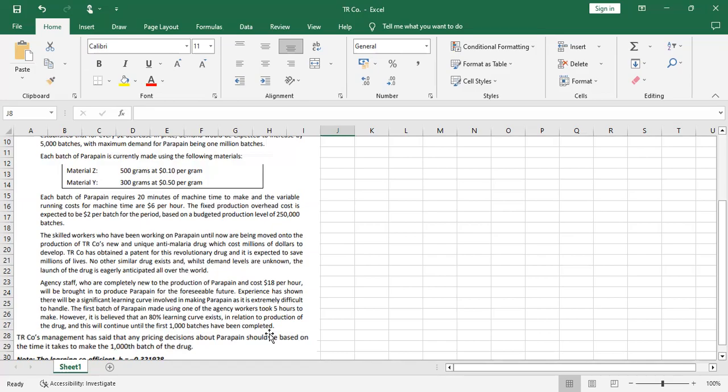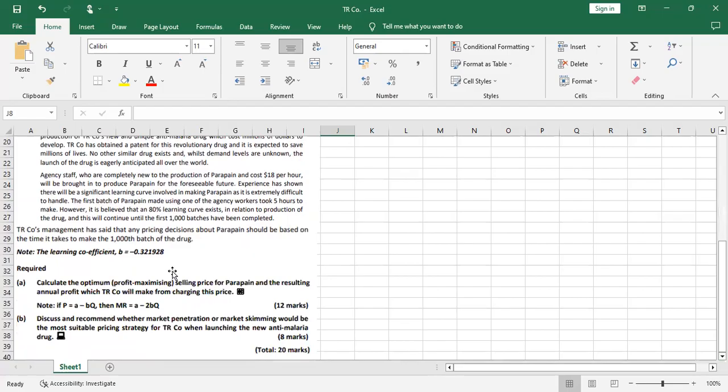Then we will calculate the difference between these two total hours, which is called what? Time for the 1000th unit where the learning curve has discontinued. So this is what we will solve here. Then he says that PR company management has said that any pricing decision about parapain should be based on the time it takes to make 1000 batches of the drug. So they made a base of 1000 batches, and they are not talking about more than 1000 batches.